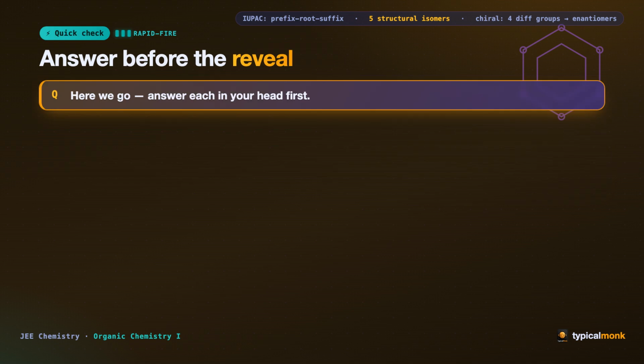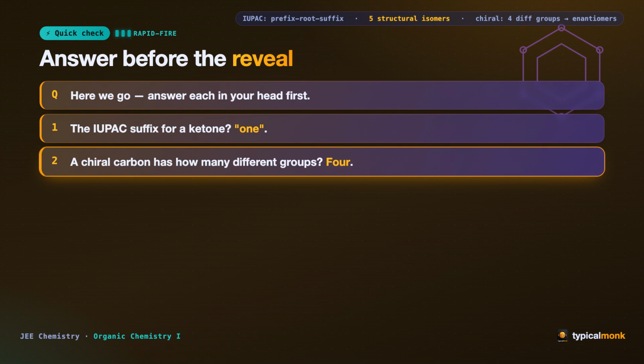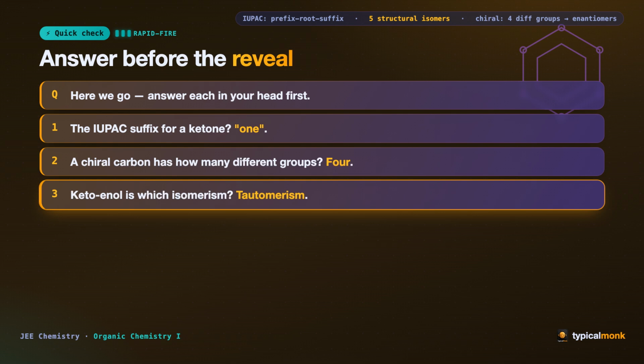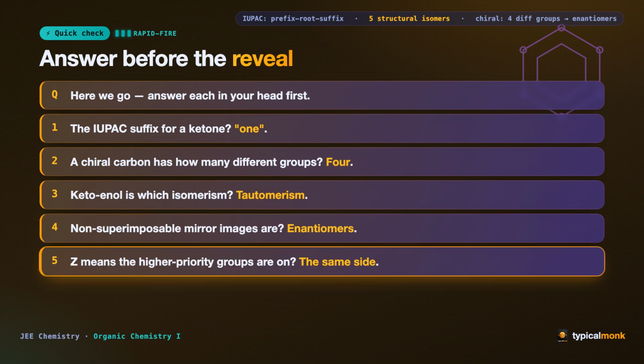Now, test yourself. Answer in your head before the reveal. That is how JEE speed is built. Here we go. Question 1. The IUPAC suffix for a ketone. The ending one. Question 2. A chiral carbon has how many different groups? 4. Question 3. Keto and enol is which isomerism? Tautomerism. Question 4. Non-superimposable mirror images are enantiomers. And question 5. Z means the higher priority groups are on which side?